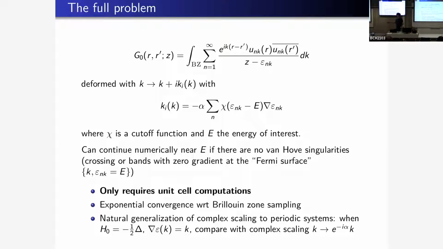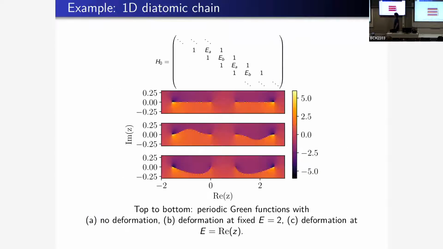For people who might know, there's a method called complex scaling that works whenever you want to compute resonances of molecules and so on, which basically deforms the coordinate x to a complex coordinate. So this is a kind of generalization of complex scaling to periodic systems. Here's an example for a simple 1D diatomic chain. You take this Hamiltonian with nearest neighbor hopping equal to 1, and you have the diatomic chain, so we have A, B, A, B.